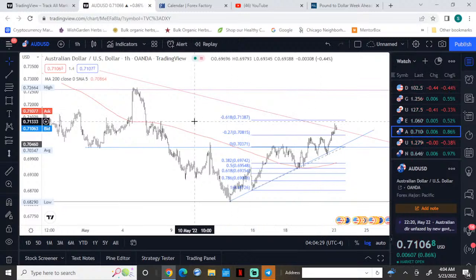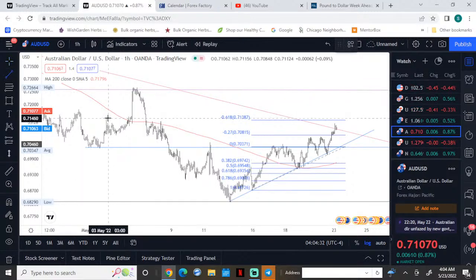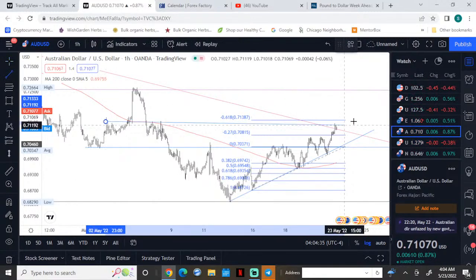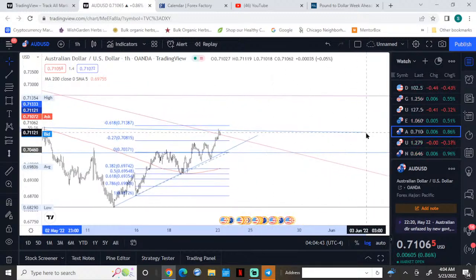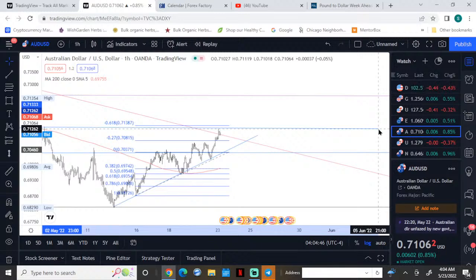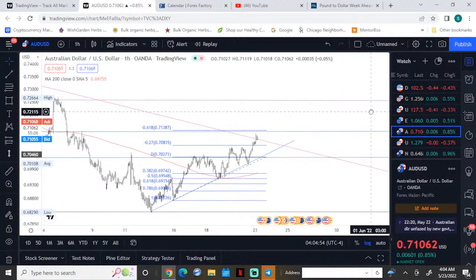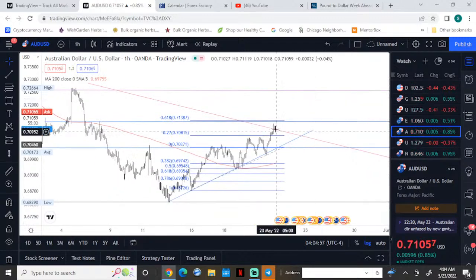And we also have a zone right here. This is why you gotta zoom out. Yep. So now we don't know if it's gonna reverse, come back down, hit that. I'm gonna draw this too.